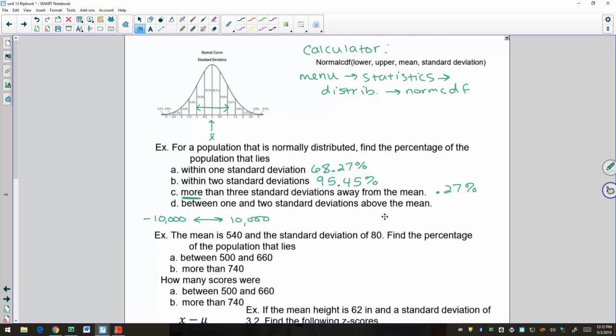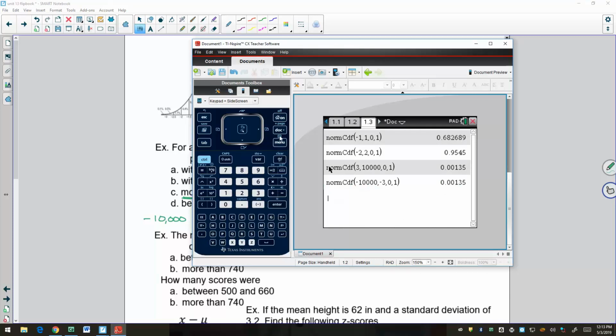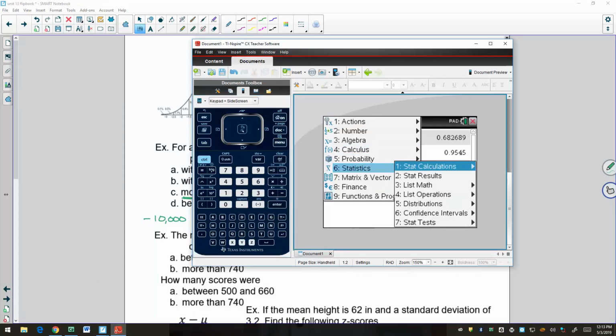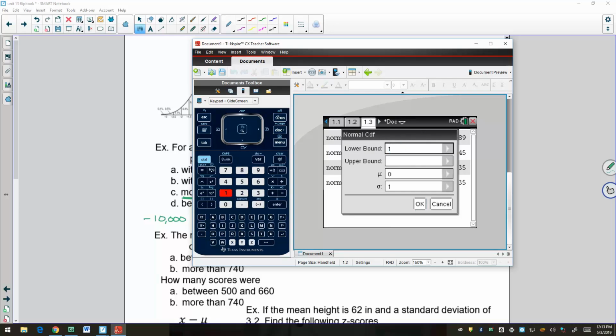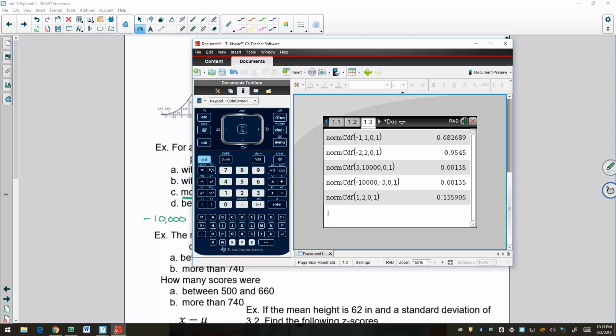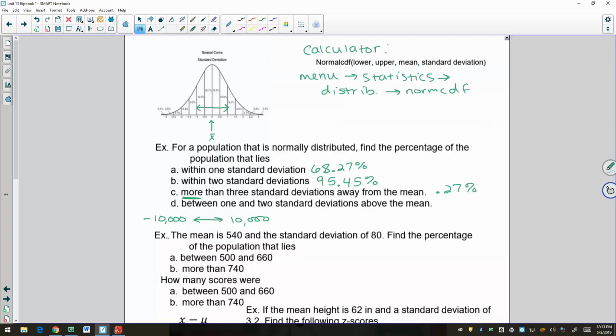Now we want to be between 1 and 2 above the mean. Not between 1 and 2 below the mean or above, just strictly above. So we go back to menu, stats, distribution, normal CDF. We want to be between 1 and 2. Hit OK. It's that percentage. Well, that's a decimal, so move it 2 spots. It's about 13.59%. So next to letter D, write 13.59%. That is it for that question.